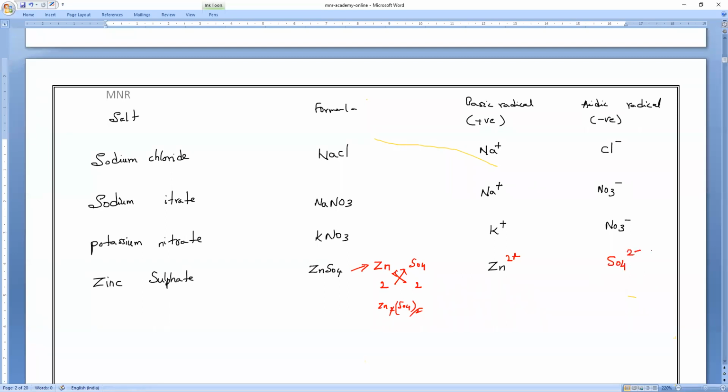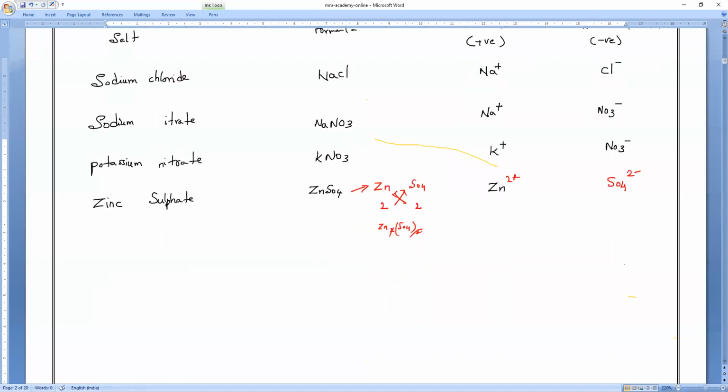SO4 2 minus. That is what. So next, copper sulfate formula. Mr. Nimesh, tell me the copper sulfate formula. Nimesh, leave the meeting. Not necessary. Copper sulfate formula, tell me. CuSO4. So what is it? Cu2 plus and SO4 2 minus.